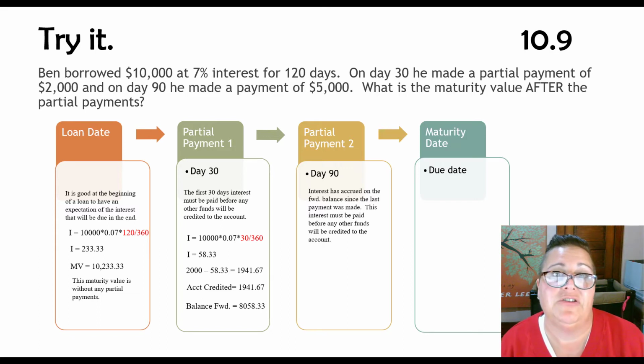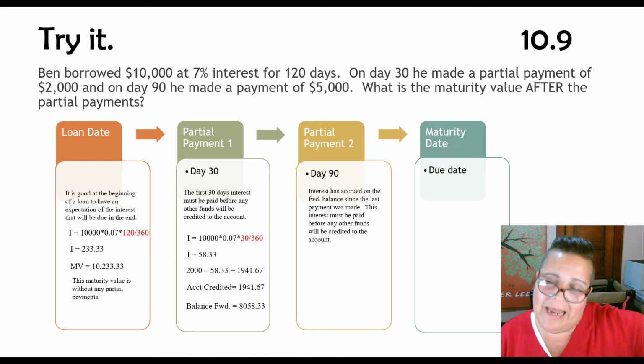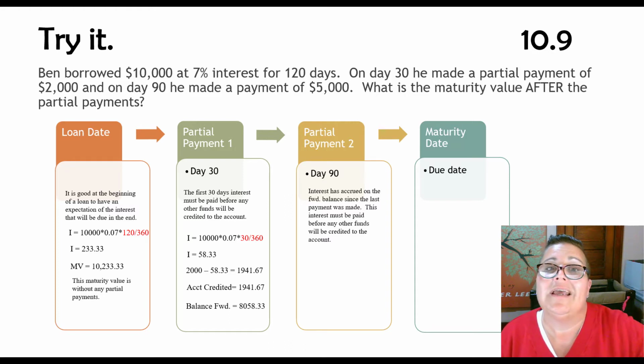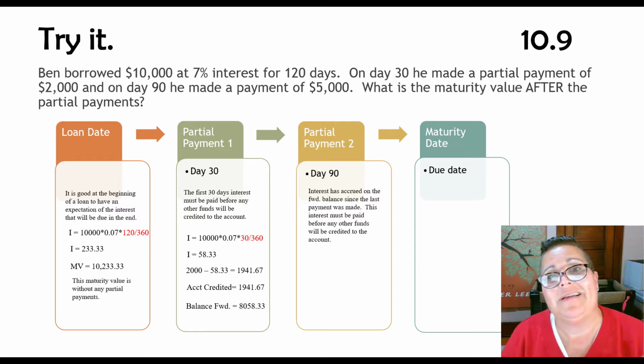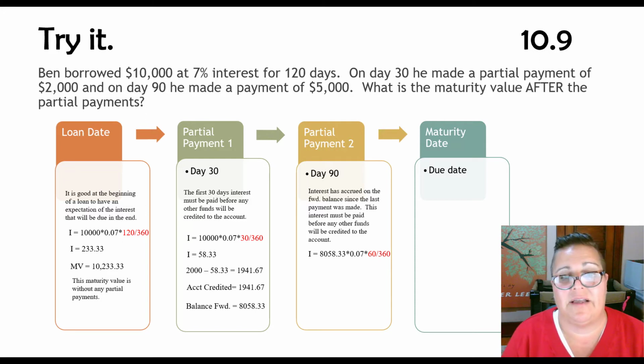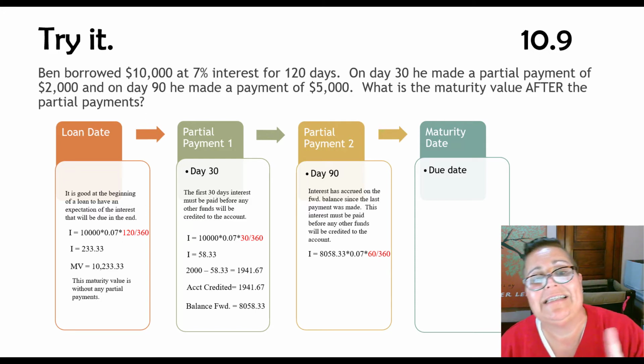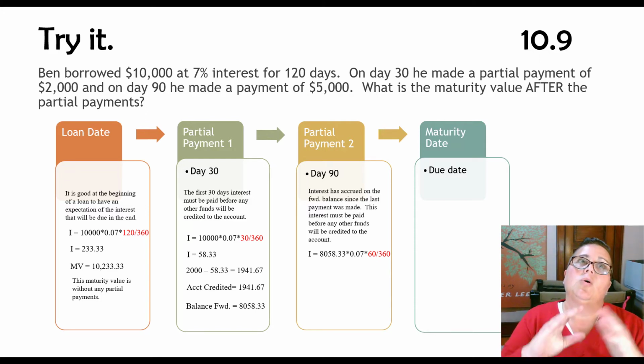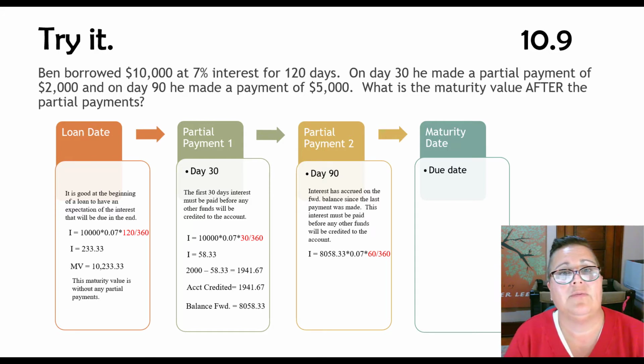So I can do interest as principal times rate times time, but because they paid down that amount, the principal is now just the $8,058.33. So interest is $8,058.33 times the 7% times 60 out of 360. Why again is it 60 out of 360?